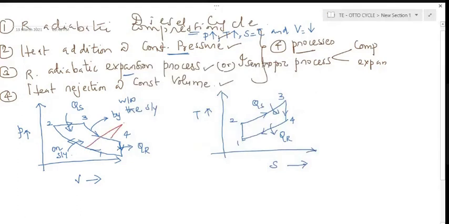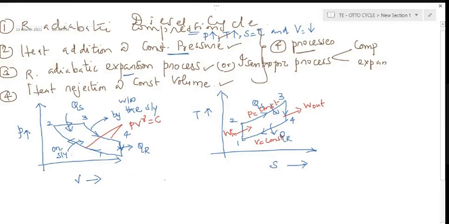Both are adiabatic, reversible adiabatic processes. Here is work in, that is work done on the system. Here is work out, that is work done by the system. Volume is constant here. During the process between 2 and 3, pressure is constant.